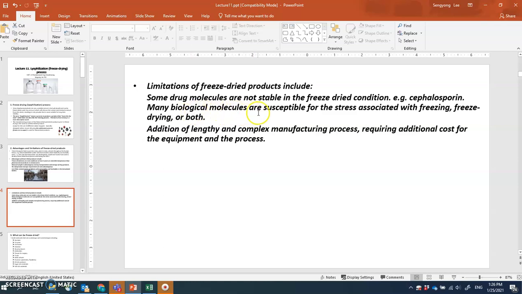So many biological molecules are susceptible to stress associated with the freezing or freeze drying process. If your API molecule is very susceptible, fragile, denatured or degraded during the freeze drying process itself, then of course you cannot freeze dry your drug product. And it adds a lengthy and complex manufacturing step, because you're adding one more step to your drug manufacturing process, which you have seen: aseptic filling, isolator, and then stoppering. And before going through the sealing, you have to add the freeze drying process.